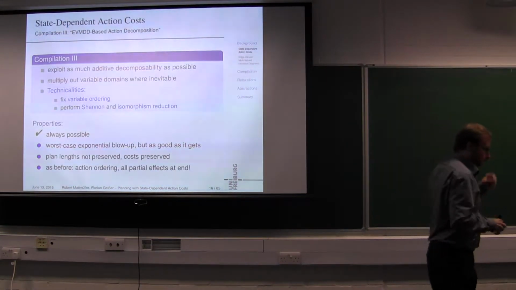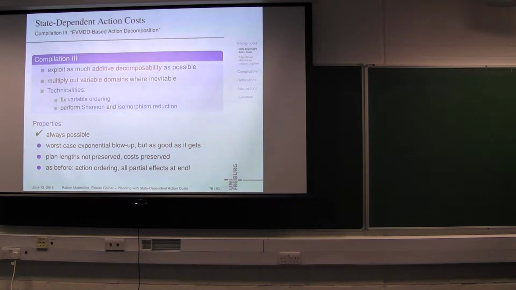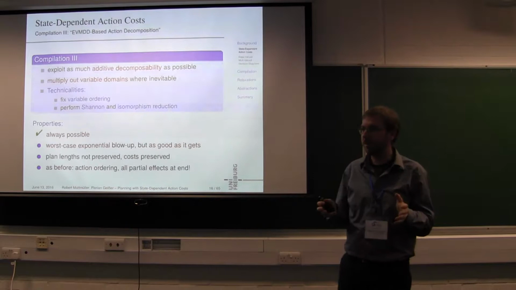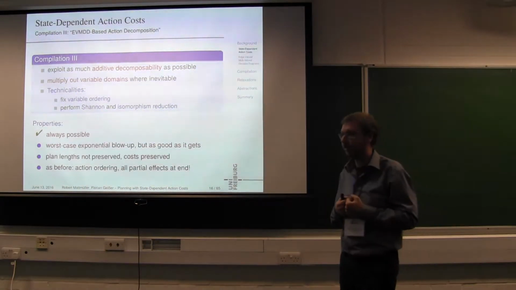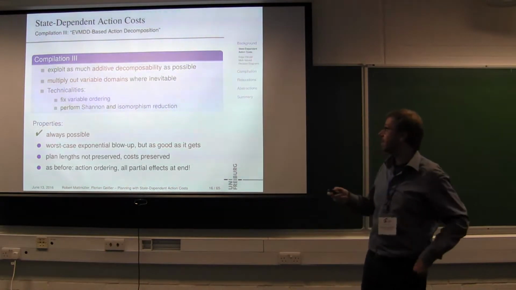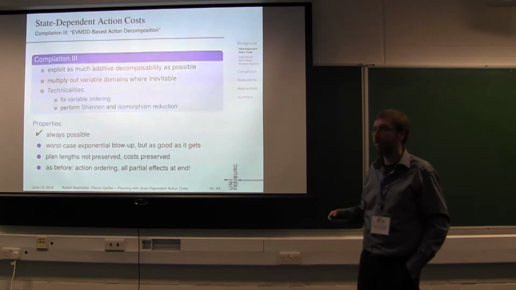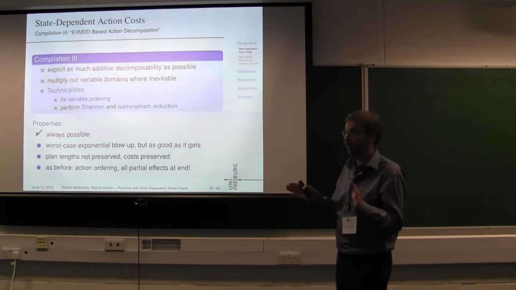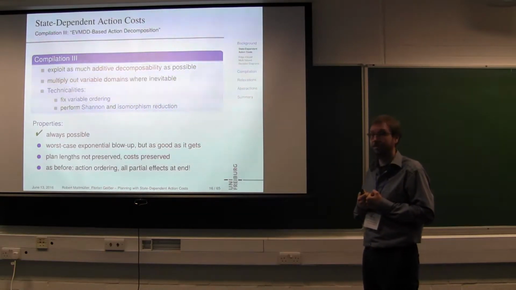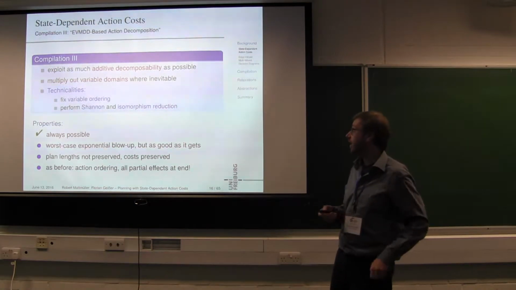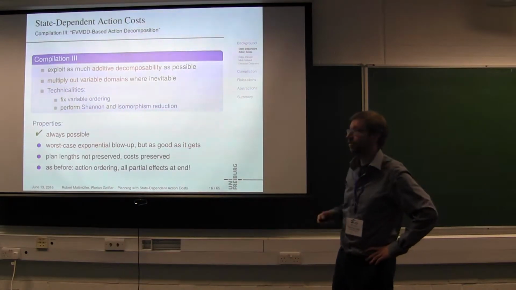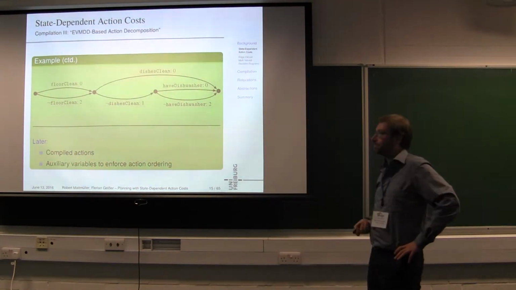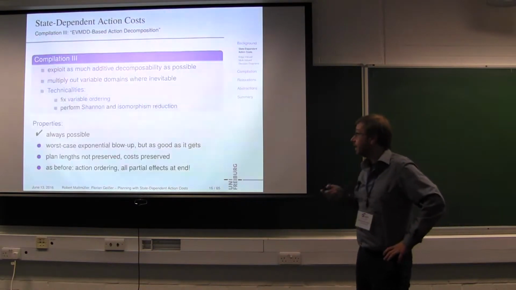Okay, so the general thing in this compilation is you exploit as much additive decomposability as possible, but if this is not possible, if you sometimes have to factor out variable domains, you do that. There are some technicalities. You have to fix the variable ordering to ensure that your branching factor in your search space over the compiled actions doesn't become unnecessarily large, and you perform something that looks like isomorphism or Shannon reductions. For example, skipping the have dishwasher here looks like a Shannon reduction.